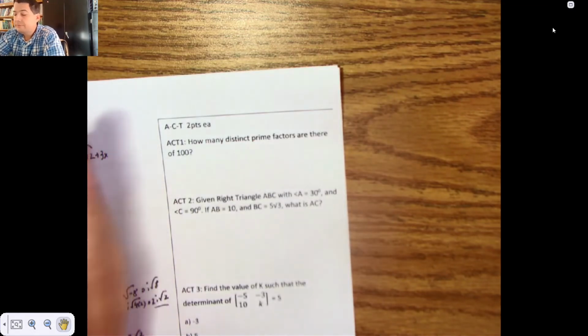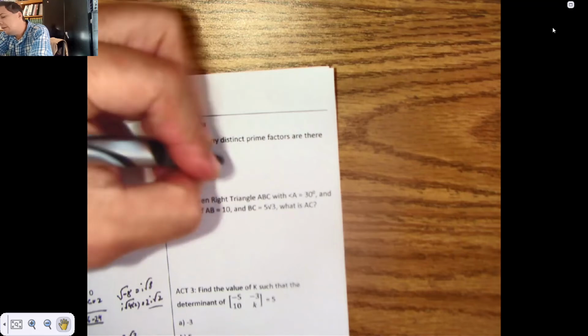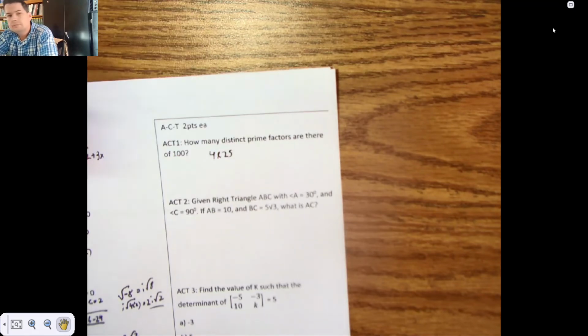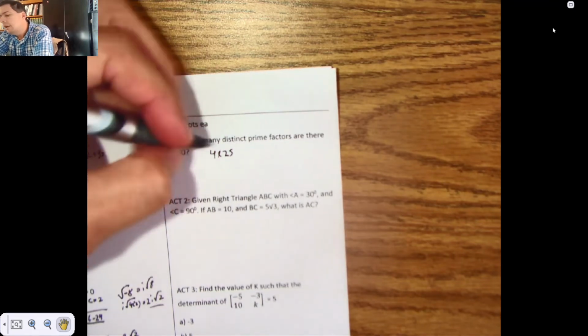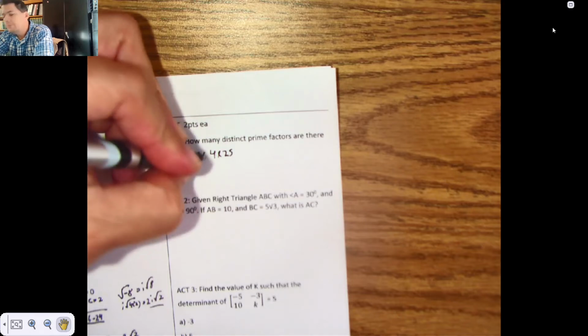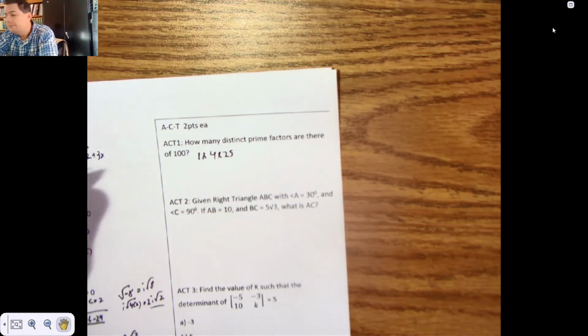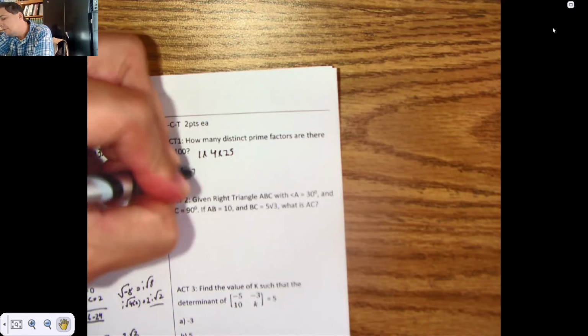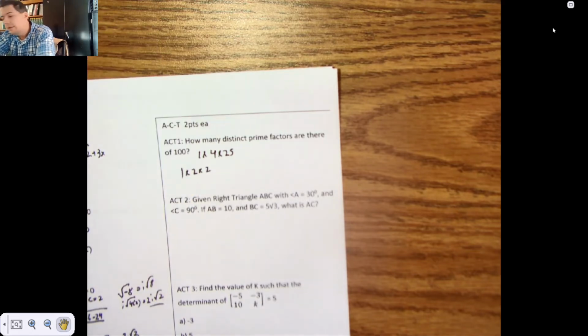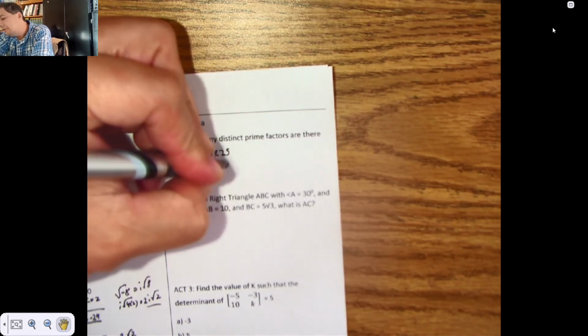So to get to 100, you've got to write down all the factors of it. I'll just start with 4 times 25. All right, that's easy. Oh, by the way, 1 times 4 times 25. Don't forget about that guy. 4 is 2 times 2, and 25 is 5 times 5.